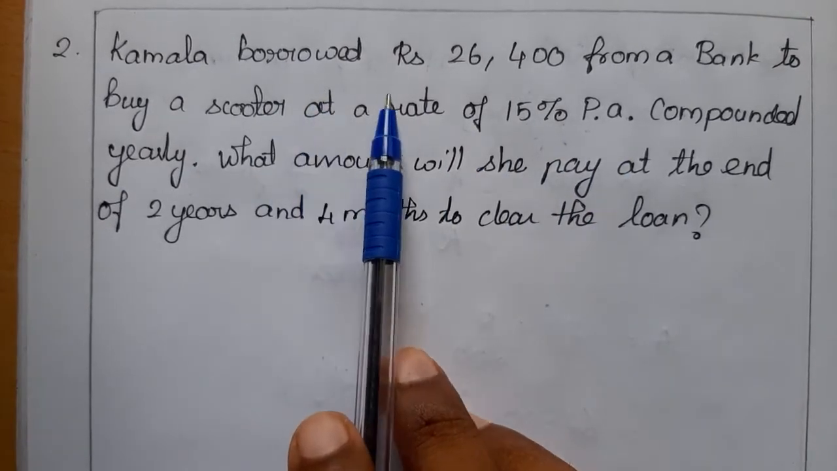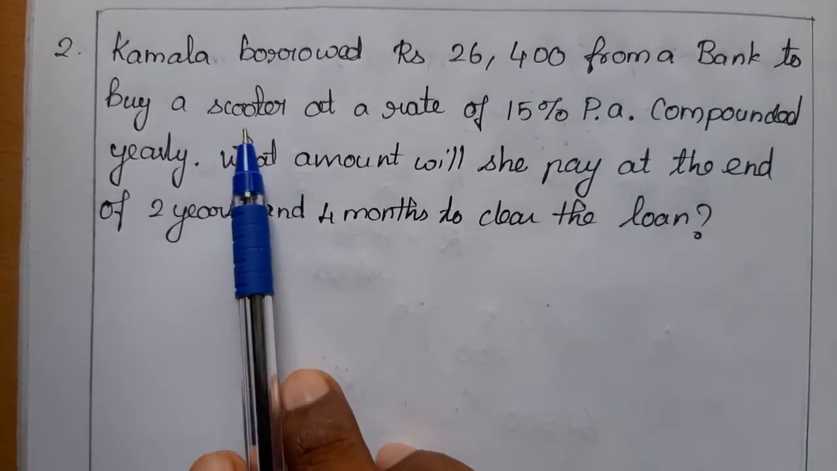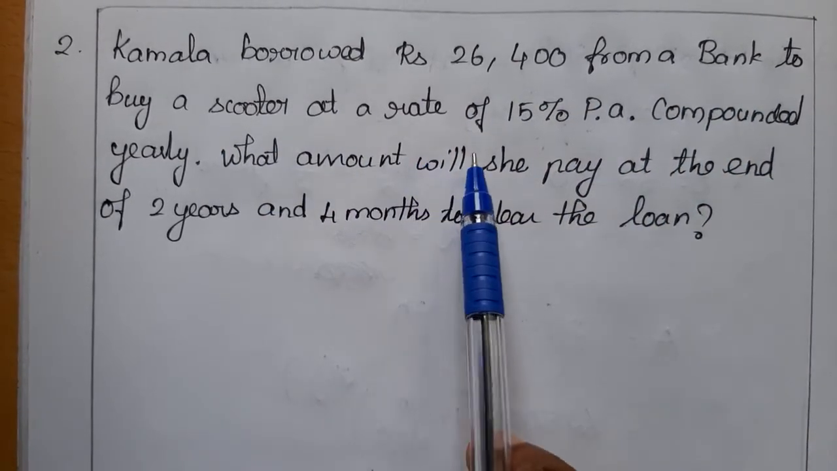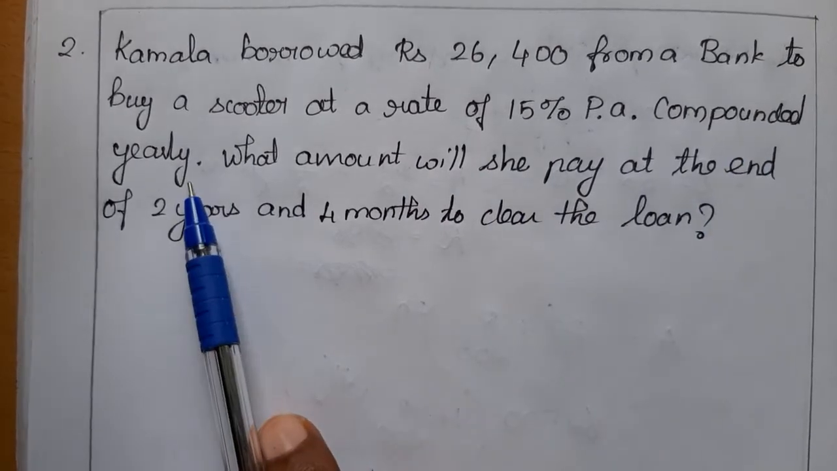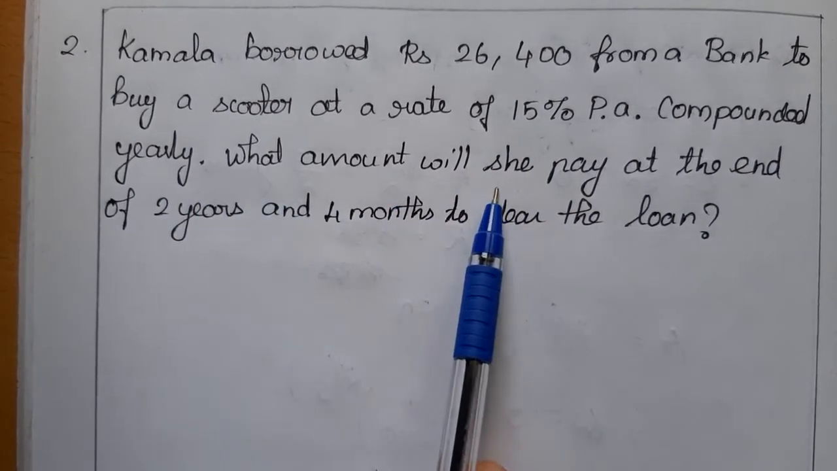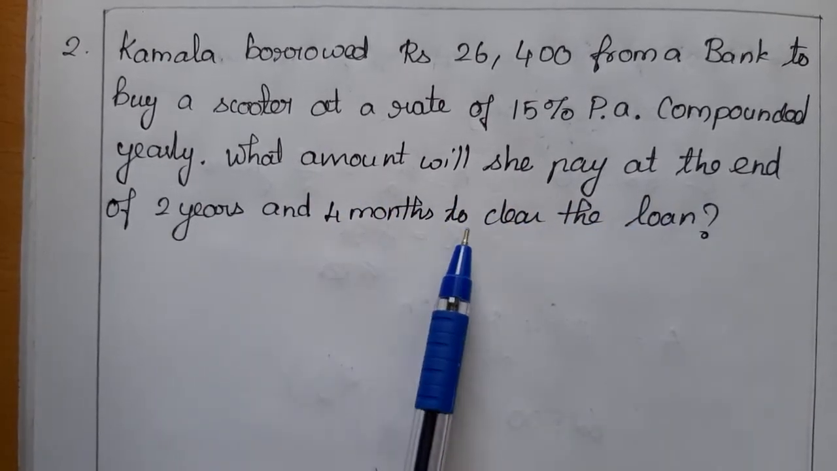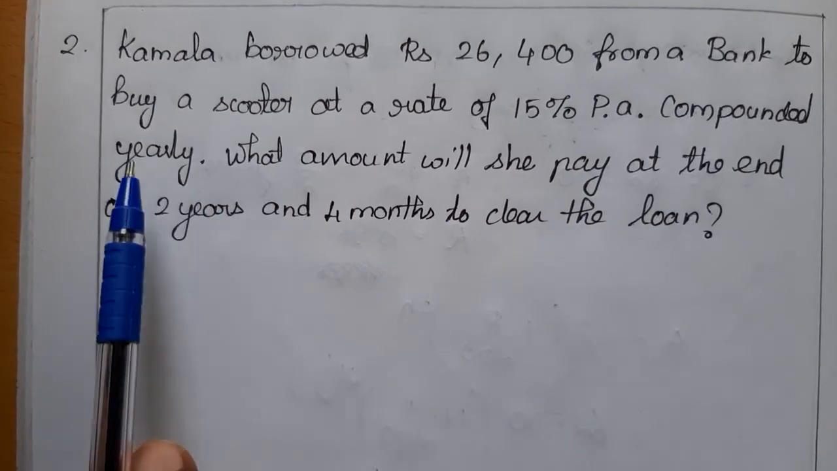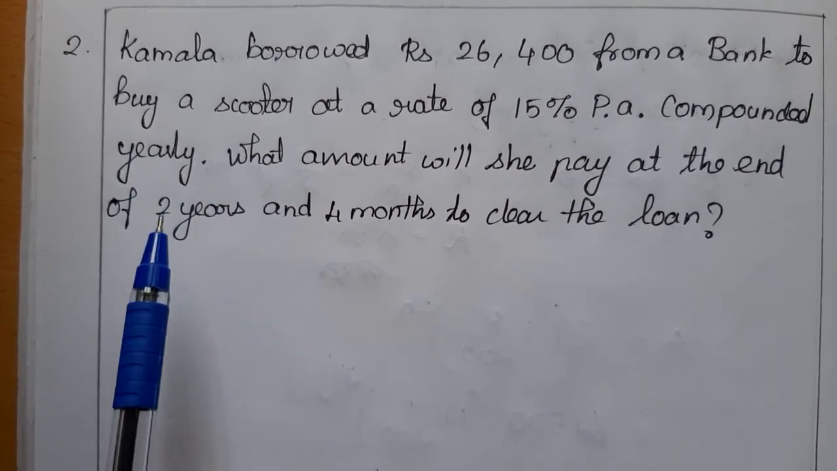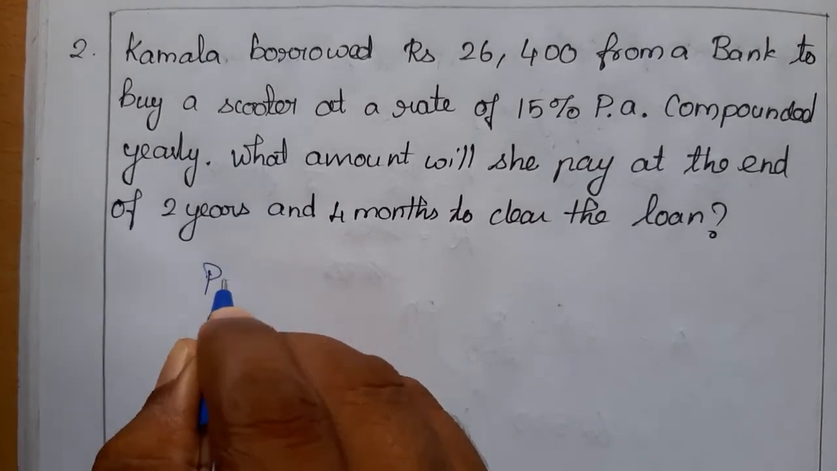Kamala borrowed rupees 26,400 from a bank to buy a scooter at rate 15% per annum, compounded yearly. So yearly it is compounded. What amount will she pay at the end of 2 years and 4 months to clear the loan? So for compounded yearly we can find for 2 years, and for the rest, this 4 months, we can use the simple interest.